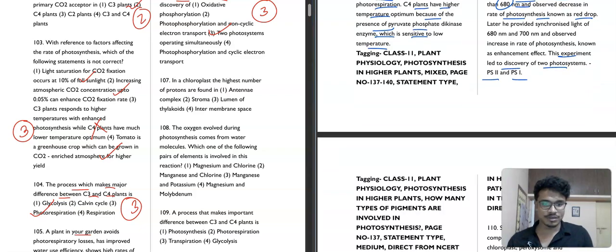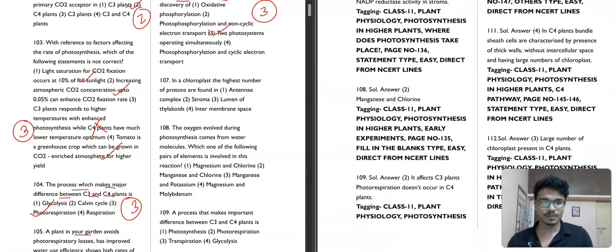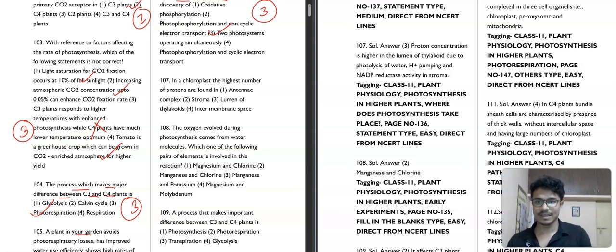Then question number 107. It is saying that in chloroplast, the highest number of protons is found in antenna complex, stroma, lumen of thylakoids or intermembrane space. So proton concentration is higher in the lumen of thylakoid. In the lumen of thylakoid, we have the maximum proton concentration, due to photolysis of water, H plus pumping, and NADP reductase activity in the stroma. The third option will be our correct answer.